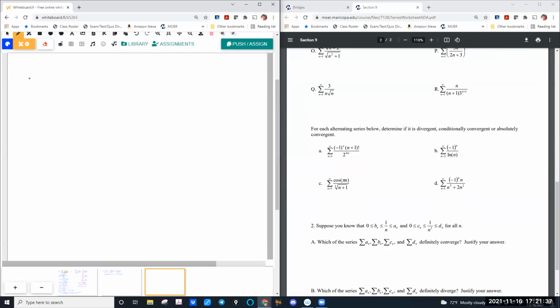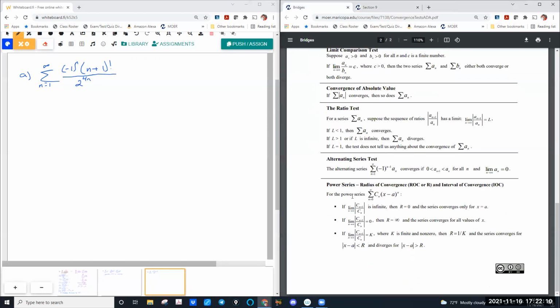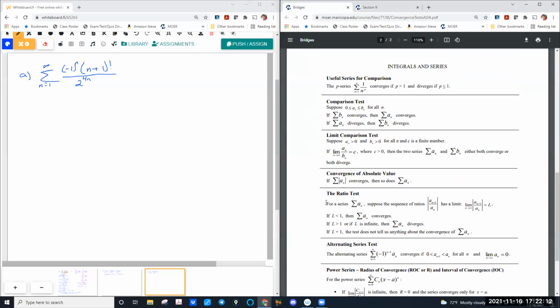So what we're going to do on this one, this is on the alternating series part. And you can kind of take this as a given: anytime you see a factorial in there, it's going to be ratio test. So we already know, if you see a factorial in there, that's our hint that we want to use ratio test. So we can go to the sheet and ratio test is right here.